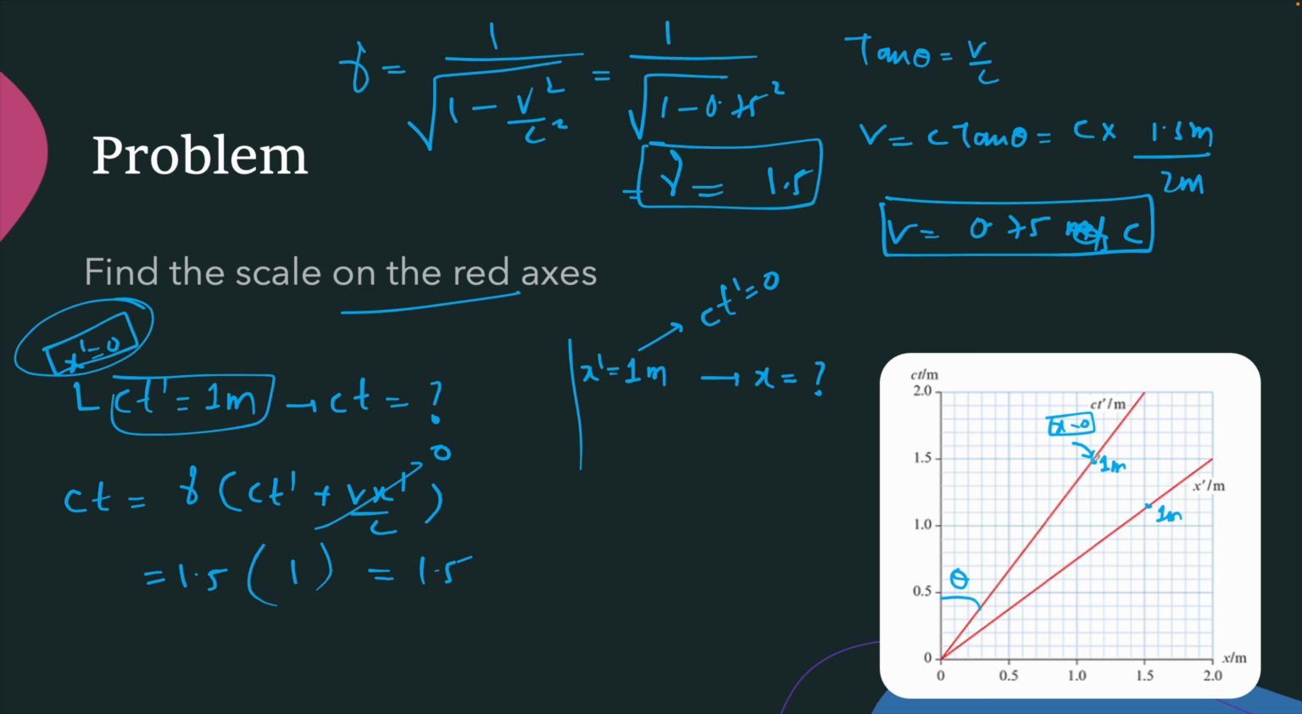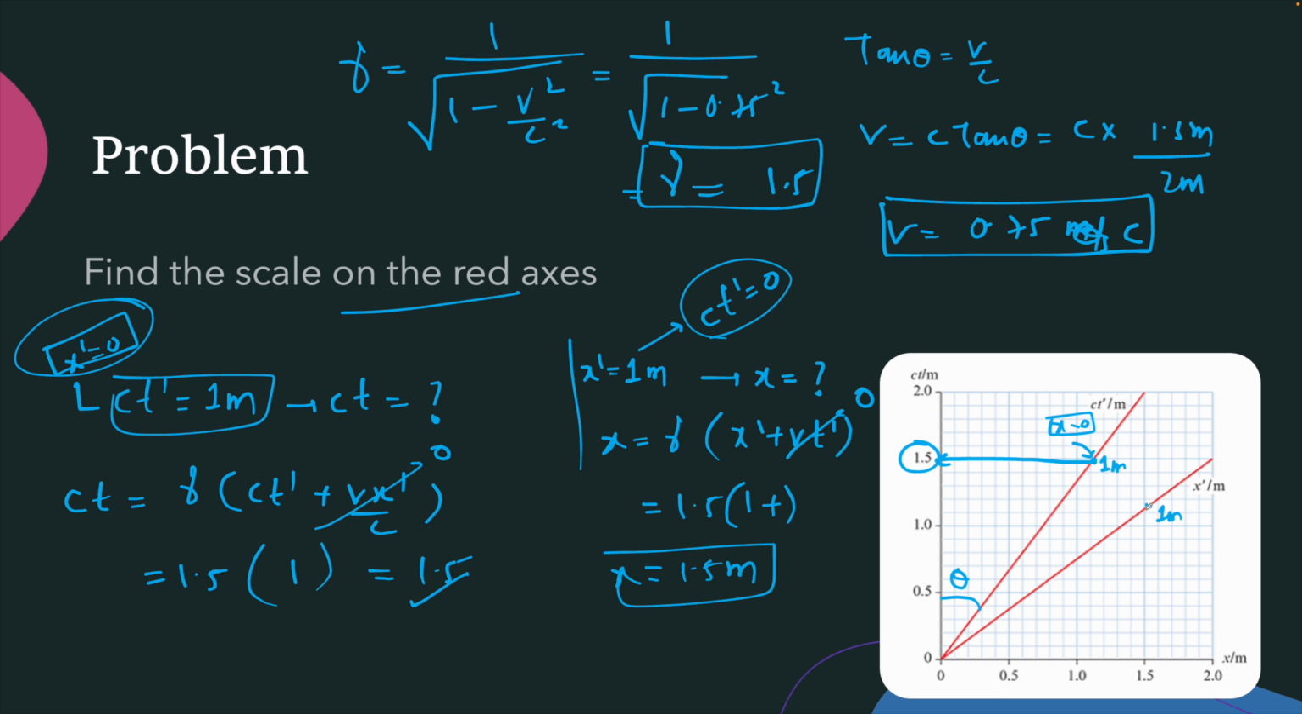So at ct prime 1, my value of ct is going to be 1.5. That's what the value says here. Done. Now similarly we'll do it for x. So x will again be, using the Lorentz transformation, gamma times x prime plus vt prime. Gamma is 1.5 and x prime is 1, and I clearly said ct prime is 0, so this term will be 0, which is equal to 1.5 meter again.